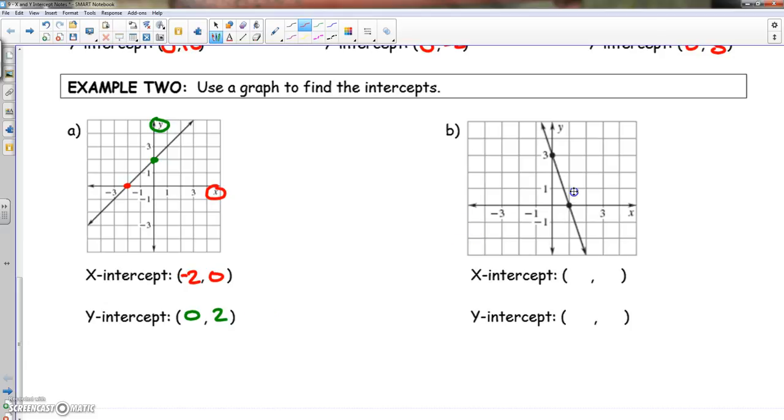Okay, looking at B, again, my x-axis is this one, and my y-axis is this one. Okay, so for my x-intercept, I go along this line, go, go, go, oh, found a point. I went right 1 and up or down none. Whereas for my y-intercept, I go left or right none, but up positive 3. Okay? All right, turn the page.